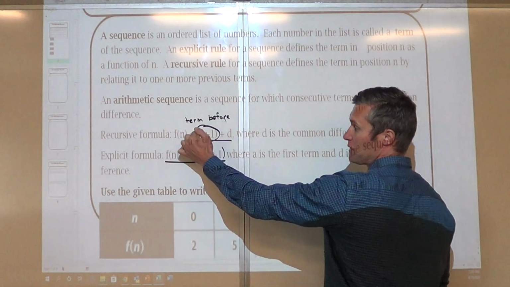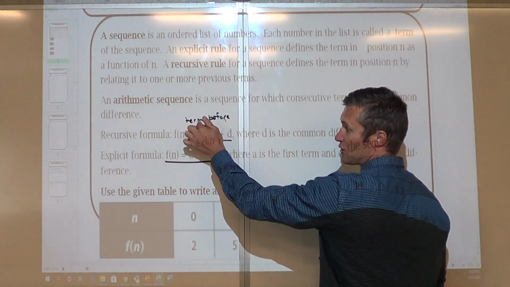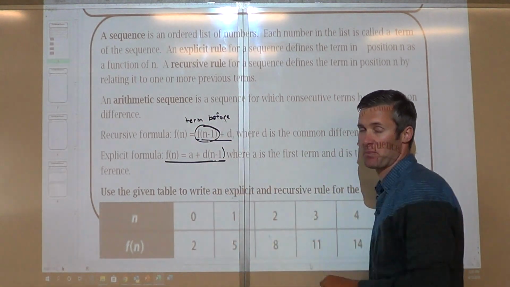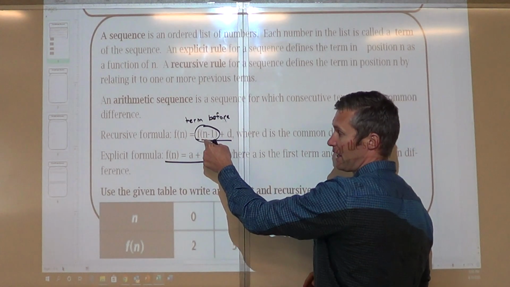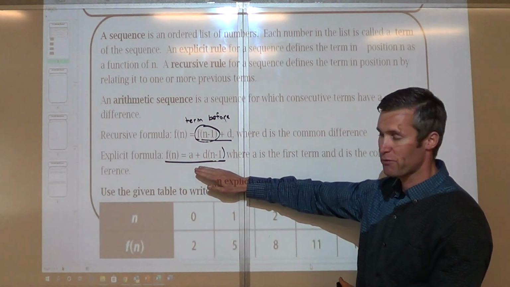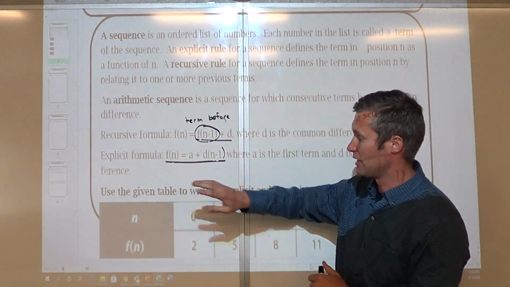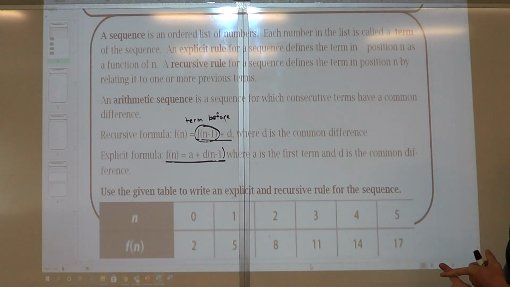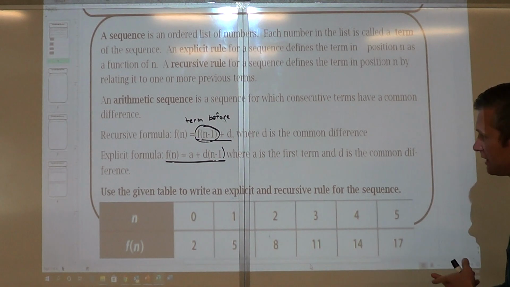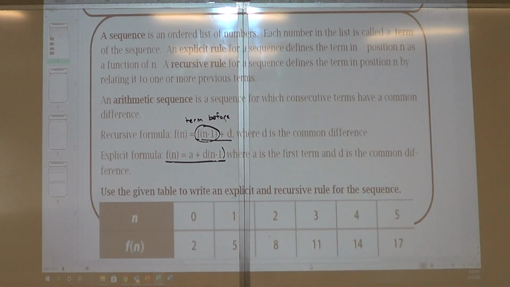You have to distinguish between f of n minus 1 and n minus 1. F of n minus 1 means the term before it. N minus 1 is just the position it's in. You can spot a recursive formula because of f of n minus 1. An explicit formula will just have an n in there, with no f of n minus 1. What we want to do is write a recursive formula and an explicit formula for the problems that we have.